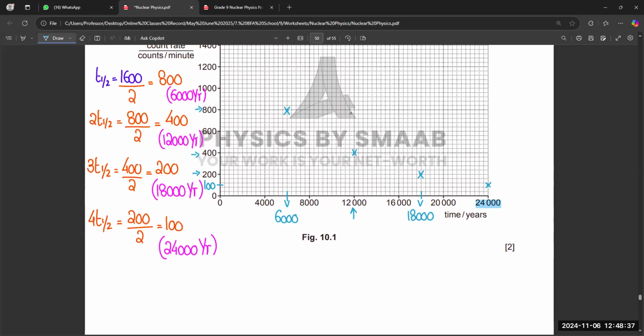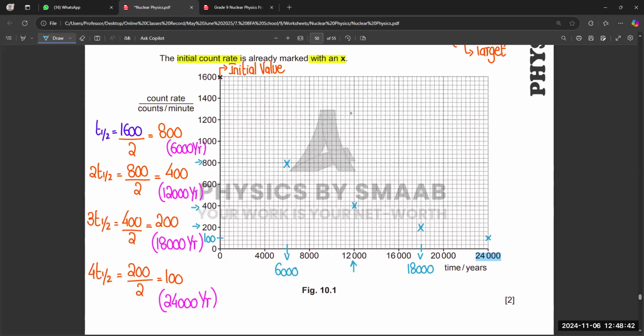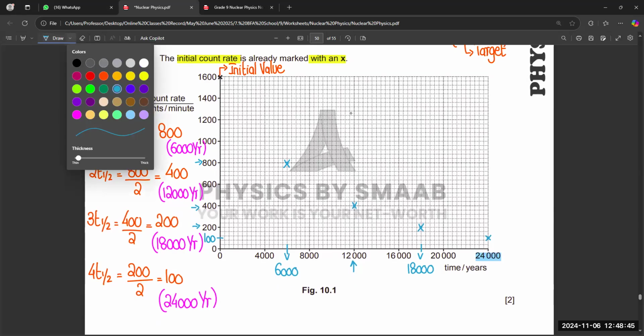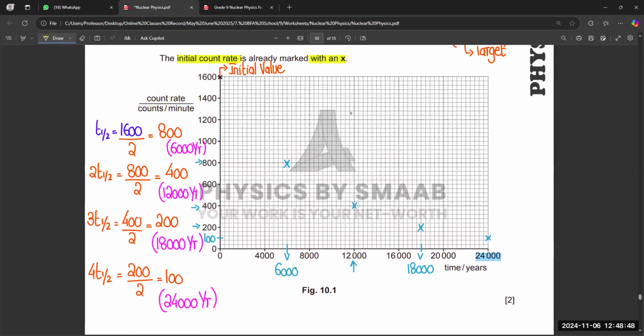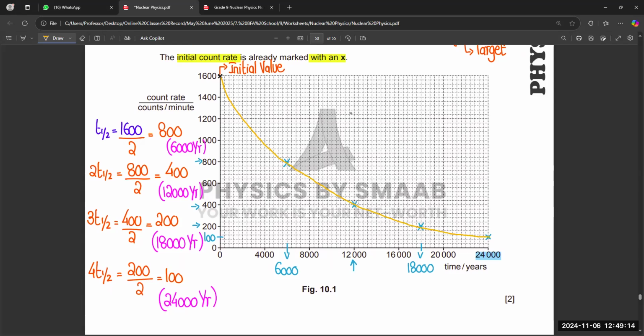Okay. Yes, sir. And you need to make a freehand curved line to connect all these points, because it is radioactive decay and definitely it will be a decreasing curve. So we need to connect all the points like this. So this question is for 2 marks only, but after practicing the question 2 or 3 times, it will be easy for you also. Okay.